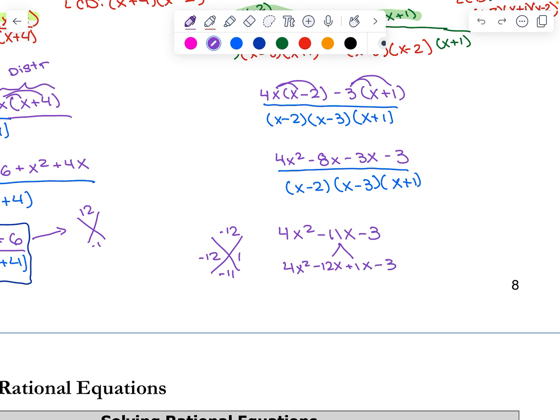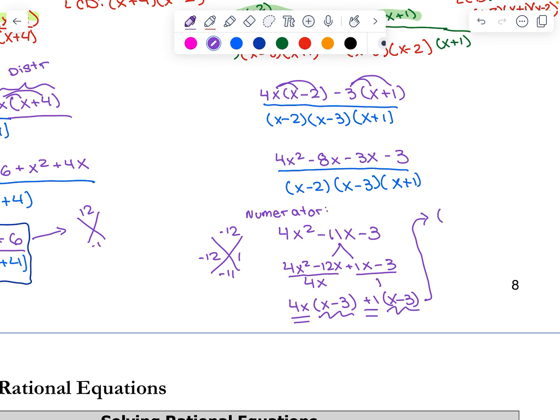I'm going to group the first two. The first two have a GCF of a 4x. The second one has a GCF of a 1. So that's a 4x, x minus 3. Pull out a 1, leaves me with an x minus 3. My x minus 3's line up, and I have a 4x plus 1. So I would rewrite that as, put this over here, this is my numerator, just so you can label your work when you go back to it, is 4x plus 1 times x minus 3.